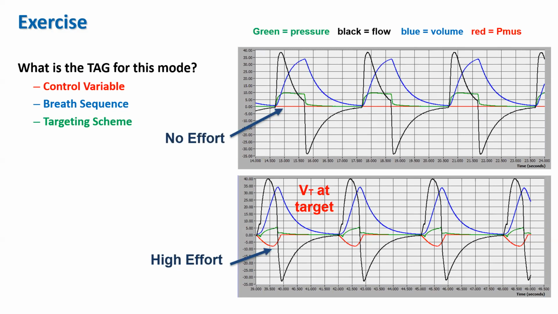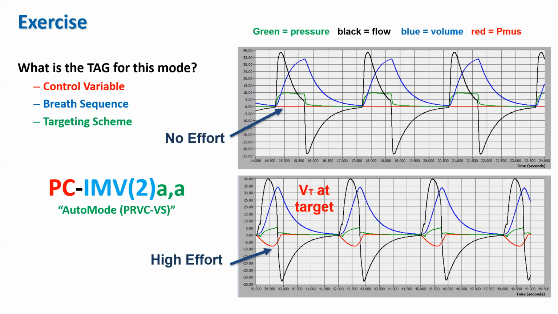Now, knowing all of these facts, you should be able to deduce what the mode tag is. Well, what do you think it is? Well, in this case, it's pressure control, IMV type 2. Type 2 because the spontaneous breaths suppress the mandatory breaths. And now you see the importance of knowing that there are different kinds of IMV.